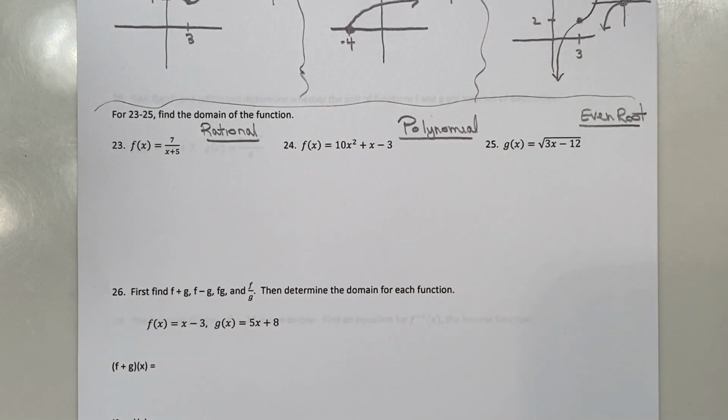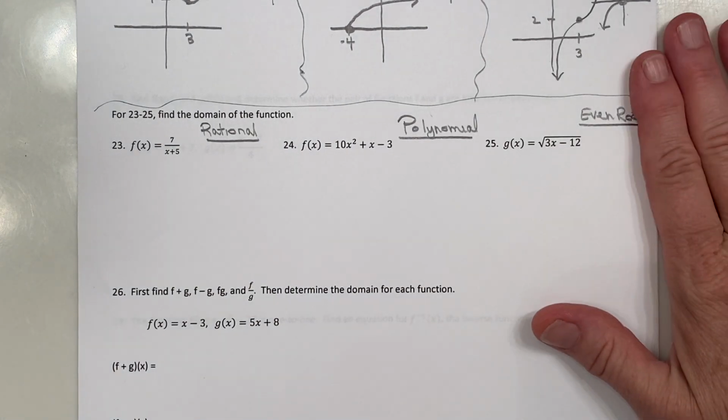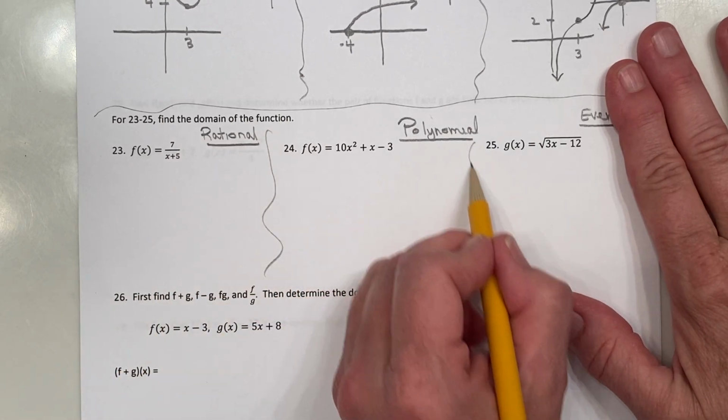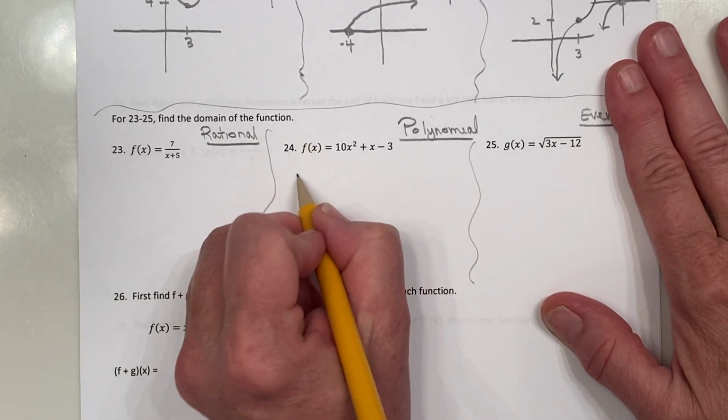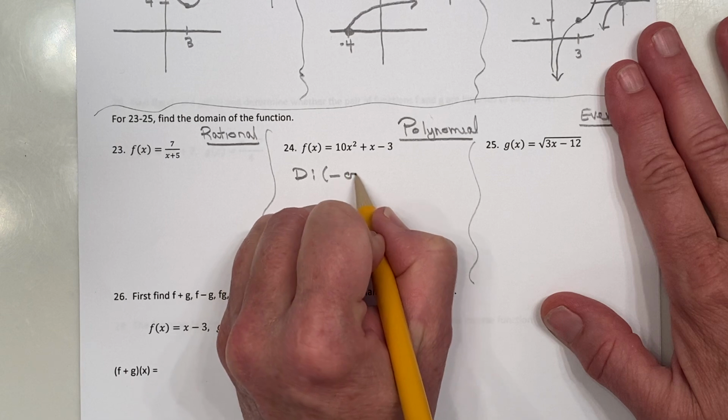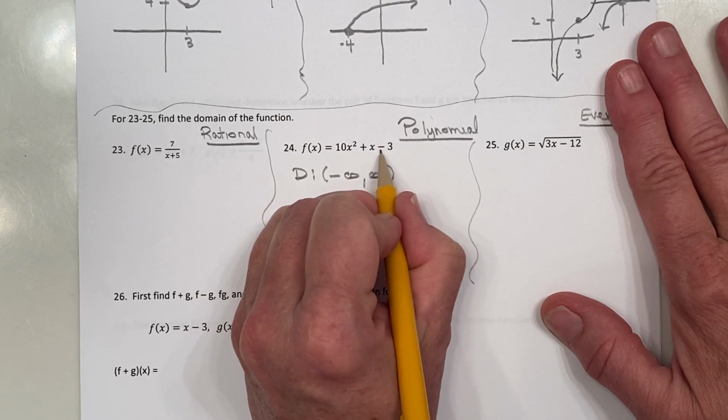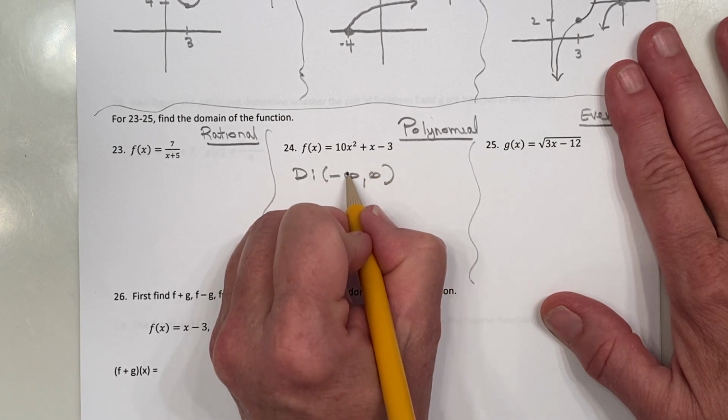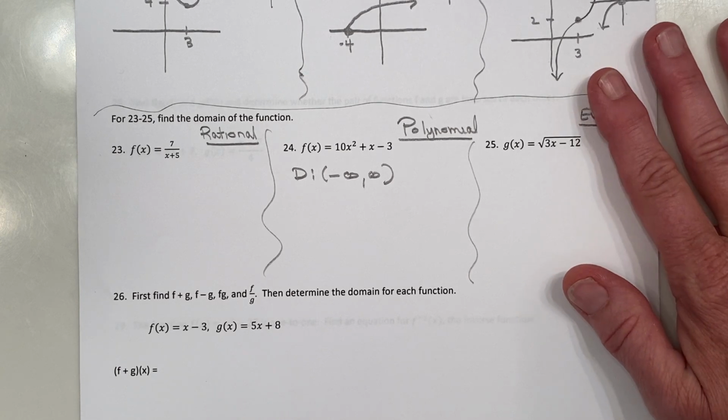So if you need to go back to those notes to remind yourself how to find the domain, we're looking for restrictions. The language is all back there in those notes. I'm going to tackle 24 first. It's the easiest one. It's a polynomial function. Its domain is all real numbers. There's no fractions, no square roots. It's a well-behaved graph.